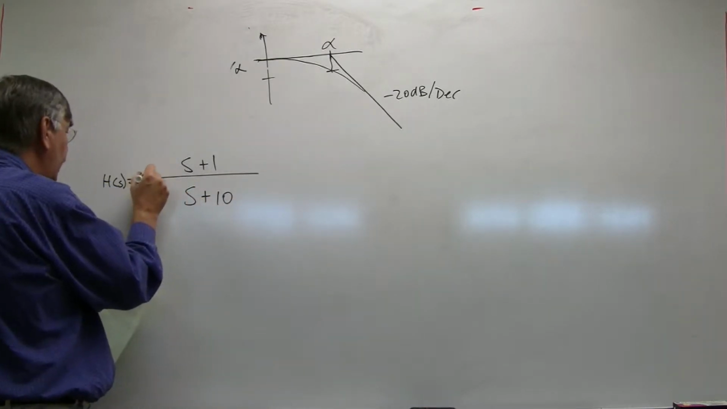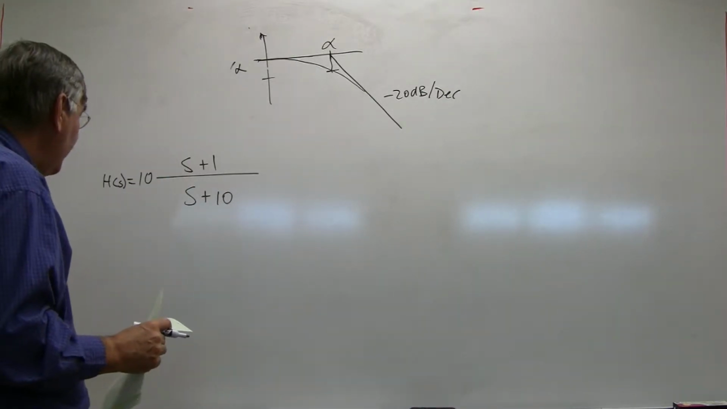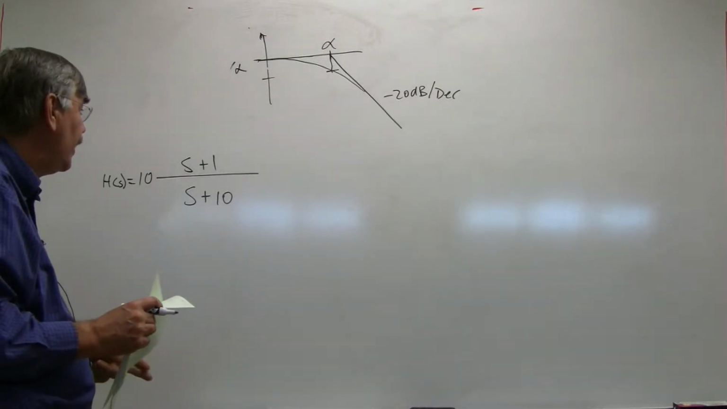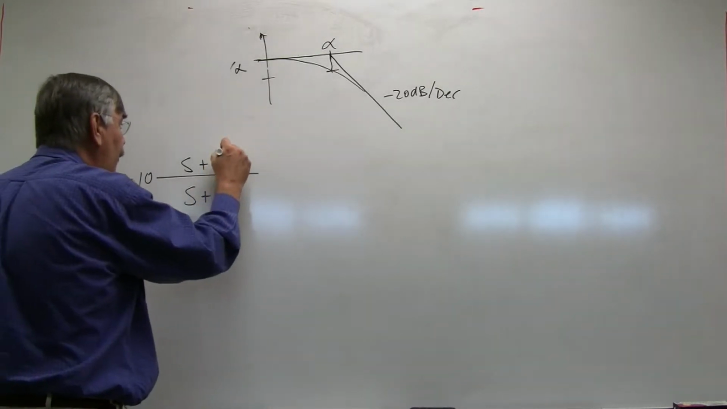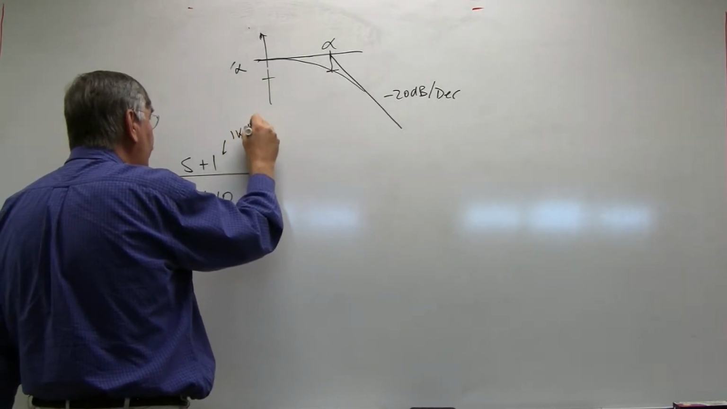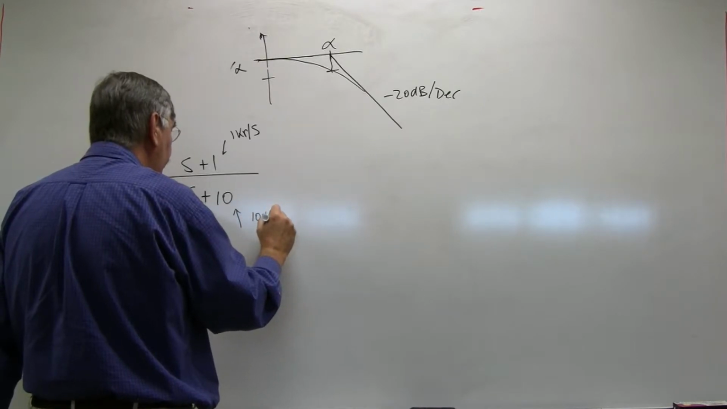And let me just put a 10 out front. We'll put some numbers in this thing. Now, what 1 and 10 are, they're frequencies. And when I was doing this thing, I was thinking of them as frequencies. So I would say this has units of, say, kiloradians per second, just to make up something. Maybe this is 10 kiloradians per second.